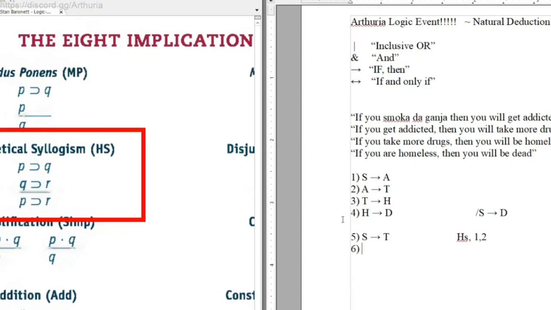Now's where things get a little bit more tricky. Can you just say T then H then D? Correct, exactly. This is the slippery slope, right?